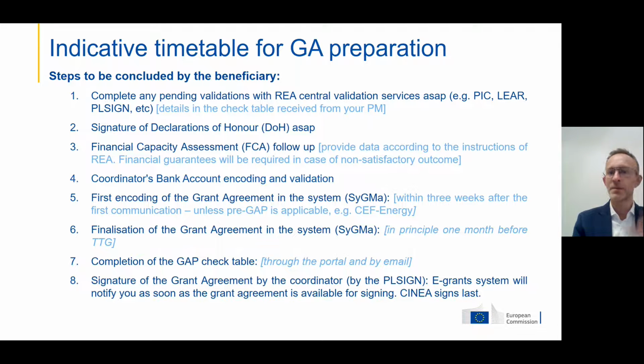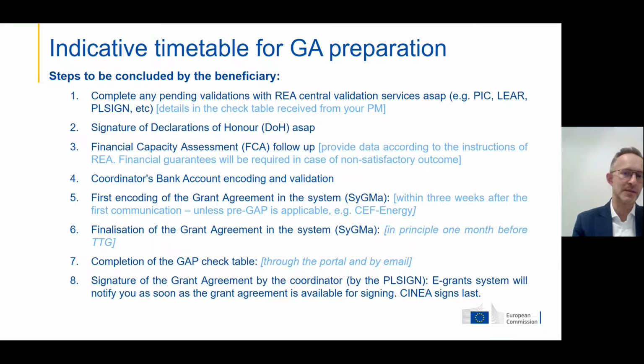In case there's some lacking information or some follow-up to be done with the financial capacity assessment, because maybe your entity is not in a perfect financial situation, then the central services will be asking you to do something about it, like provide financial guarantees and so on. So look into that and start working immediately. Check if your coordinator's bank account is valid and encoded properly in the system, because you will need this bank account to receive money from us.